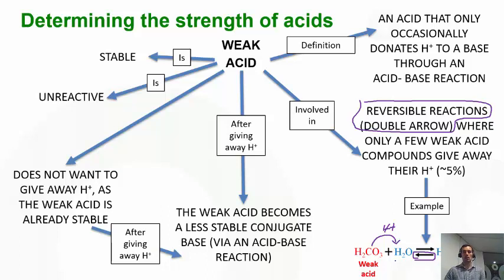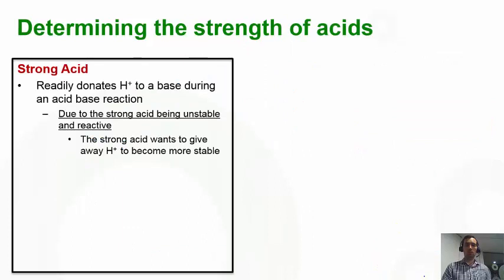reactants in this case. And that direction of the reaction would actually be favored because only 5% of the time does the weak acid give away its H+. So more often the reaction will actually be going from right to left. But don't worry too much about this. Main takeaways from this is that weak acids are stable and don't want to give away their H+. However, they will occasionally give away their H+, about 5% of the time, becoming less stable.